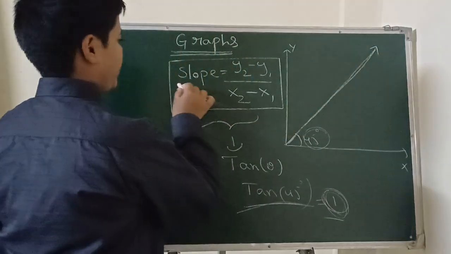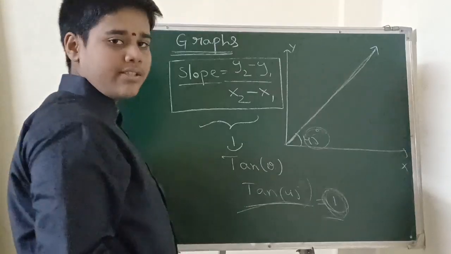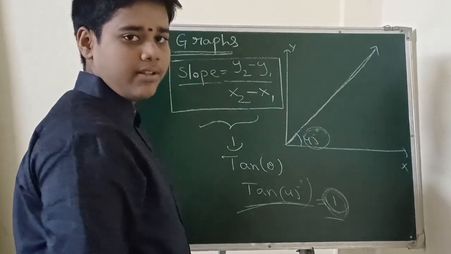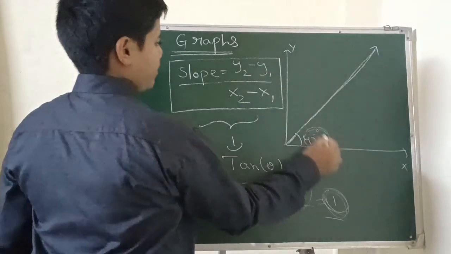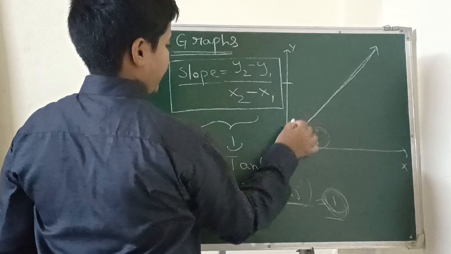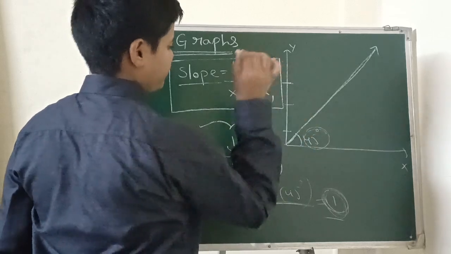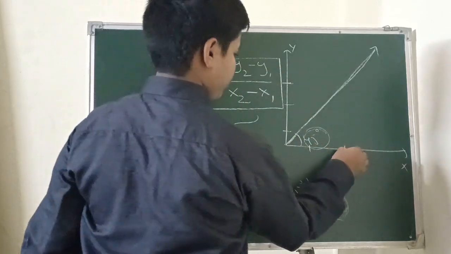Or we can find it with the formula slope, y2 minus y1 by x2 minus x1. Okay, here y2 minus y1 means, here I am taking the y-axis like this, and this is the x-axis.